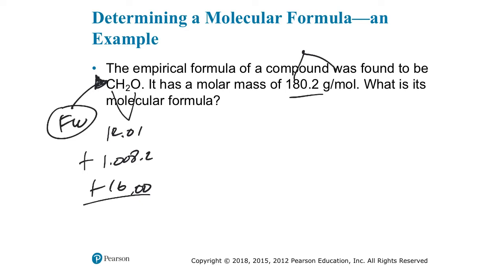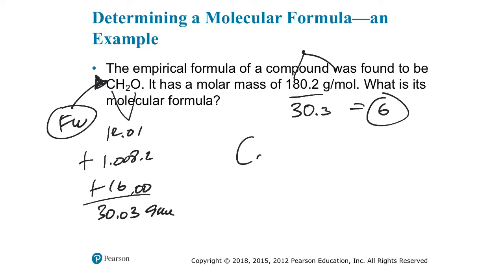This works out to be 30.03 AMU. So the molecule could have 2 of these units, 3 of these units, 4 of these units. It turns out if we take the 180.2 divided by 30.03, that comes out to be 6. So the real formula here would be C6H2 times 6, O6, and you think of the C as 1 times 6. So you're just taking all the coefficients and multiplying them by 6.